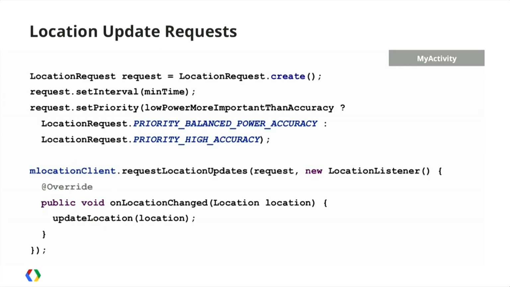You just say, I want to get updates within this time frame. And importantly, you tell us what's more important within the context of your application. Do you want to make sure you get as accurate results as possible? Or do you want to make sure the battery lasts as long as possible? Or do you just want to trust us and the fused location provider to figure that out for you? It's as simple as that. And then the fused location provider does all of that work.